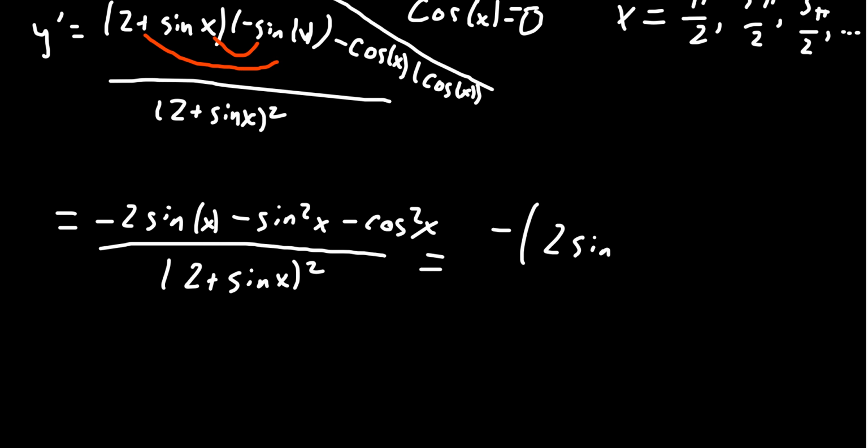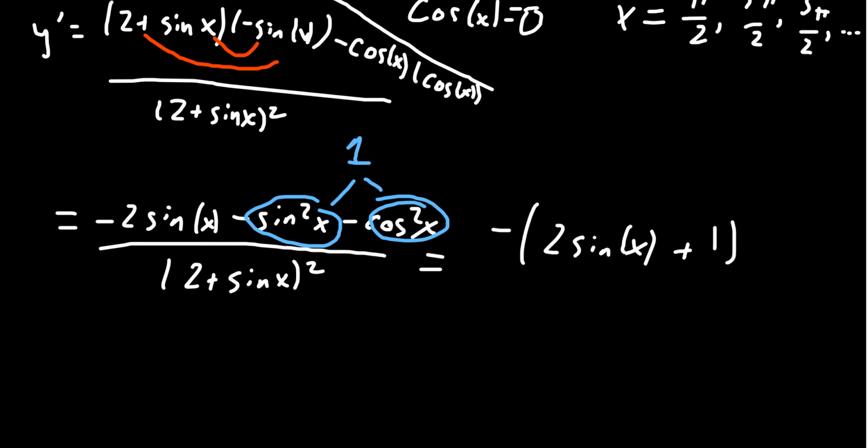And now my trigonometry sense is tingling, right? You look at things like sine squared and cosine squared. We know this comes together to give us 1. This is the Pythagorean identity. So we're going to get 2 sine of x plus 1. And this sits above the 2 plus sine of x. Now, despite the fact you see a 2 on the top and the bottom and a sine on top and bottom, there's no cancellation that goes on there. This is our simplified derivative.